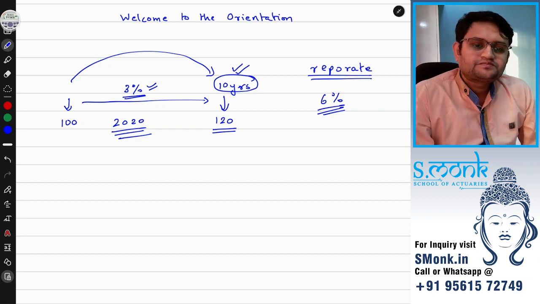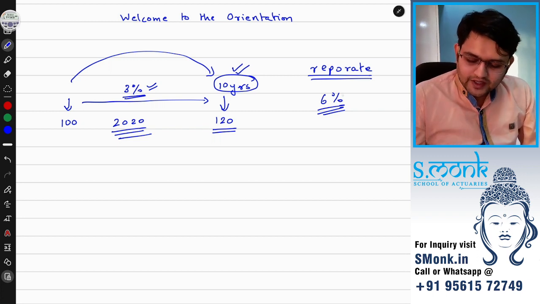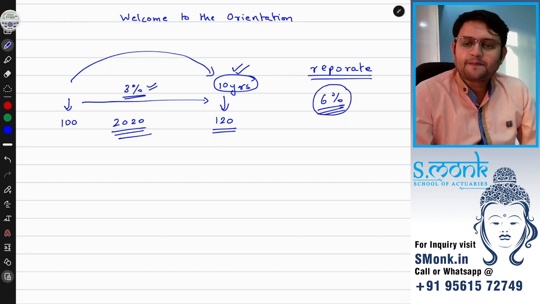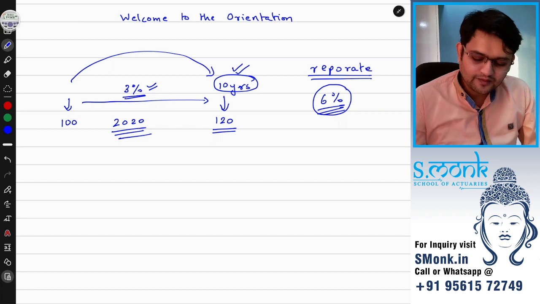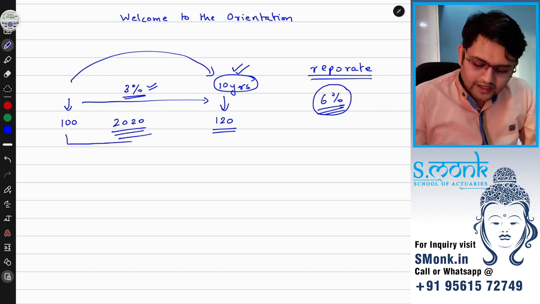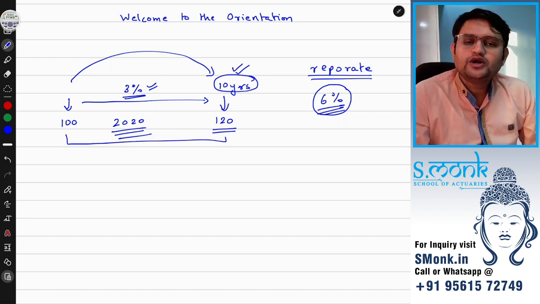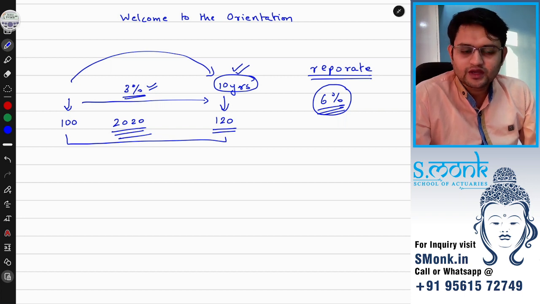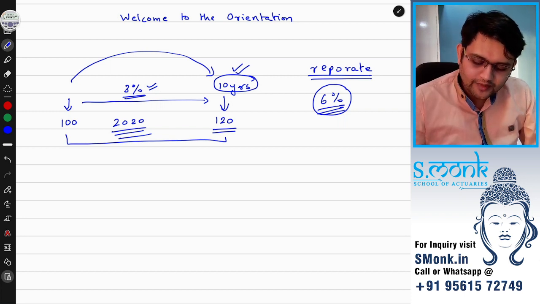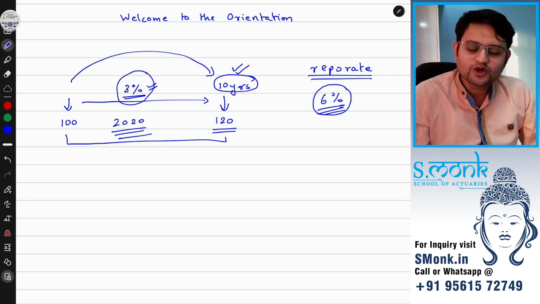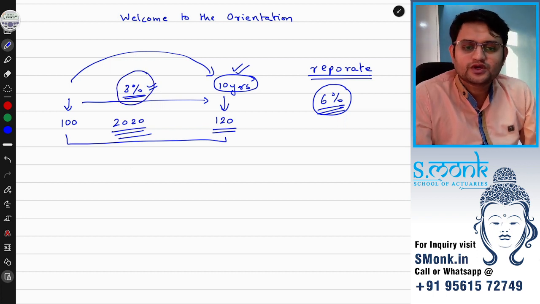So what happened is, if the repo rate is 6%, that means if you buy a new bond today, then the government is offering you 6% instead of 3%.